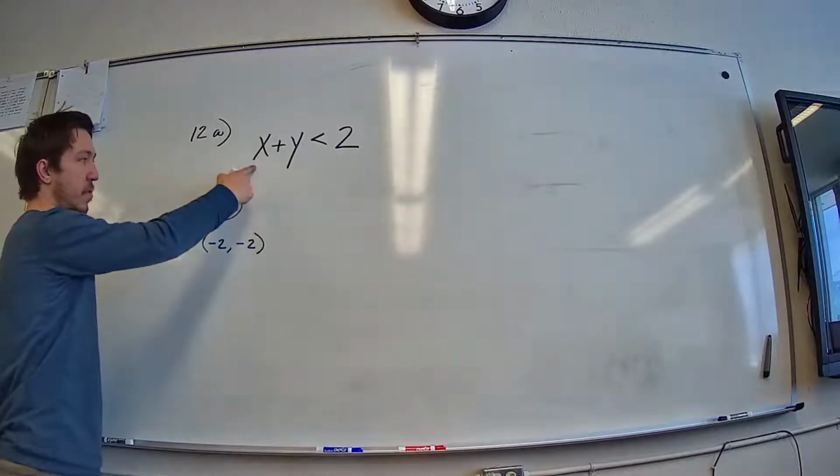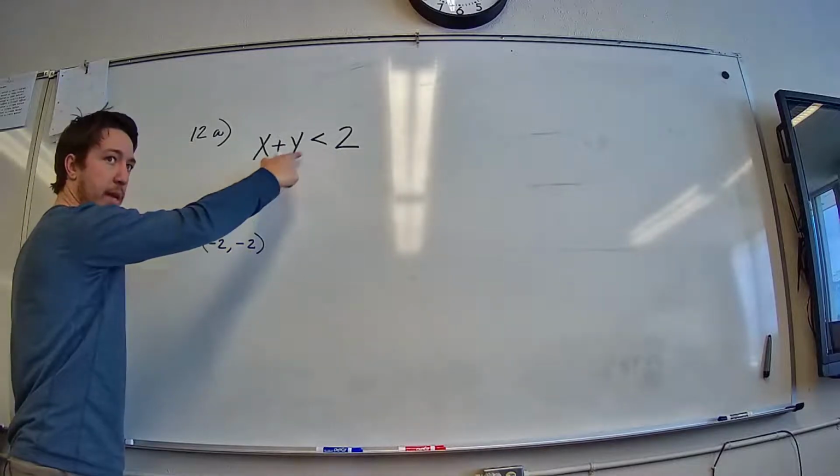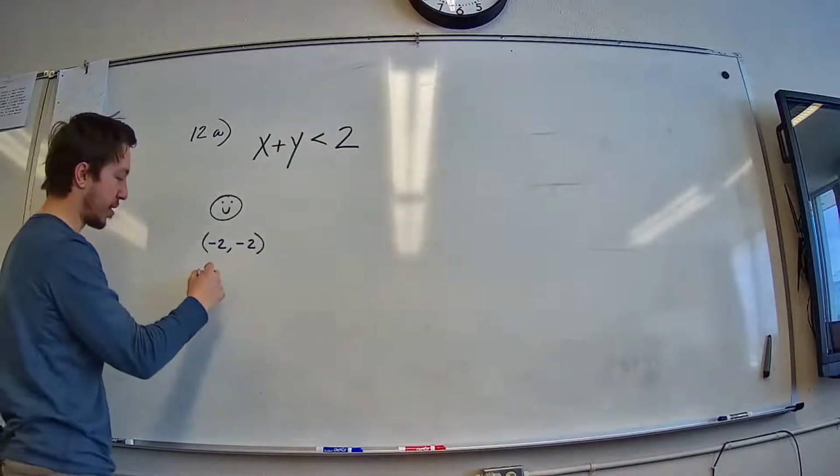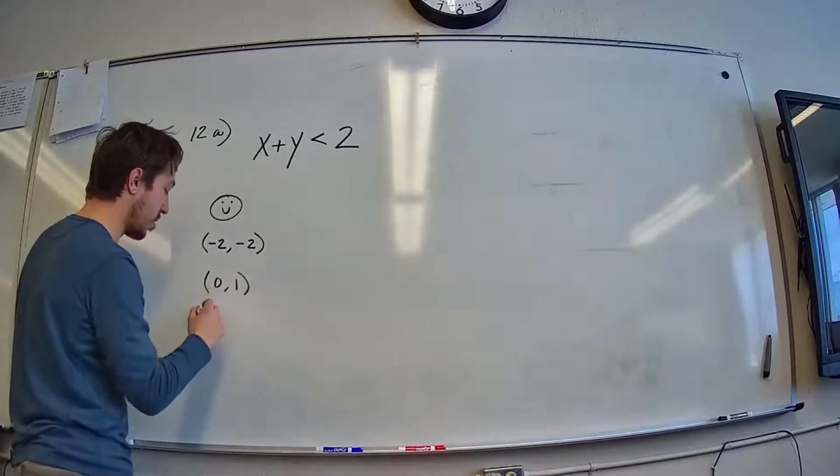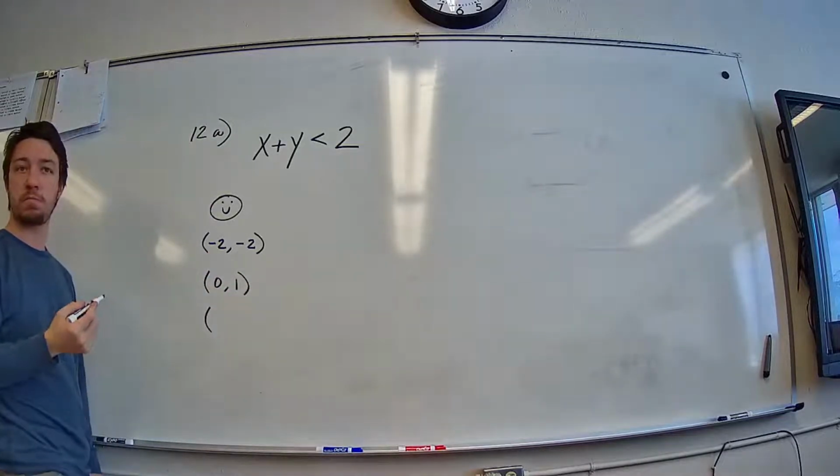Why? Because if you add -2 plus -2, that is less than 2. Okay, let's put a couple more on there. Anyone else got one? 0, 1, great. Anyone else?